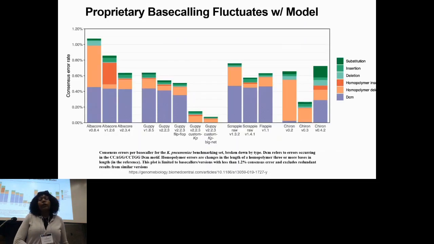The problem with just using the base calling metric is that it fluctuates depending on the model they use. So it's a proprietary model. If they decide to change and use a different model, then you're going to get a different base call error on that sample.